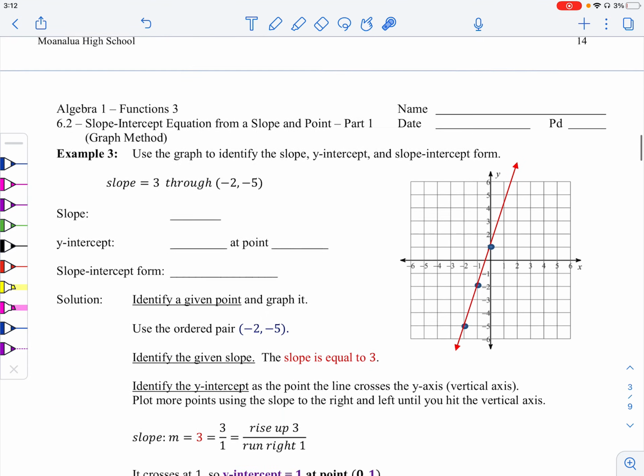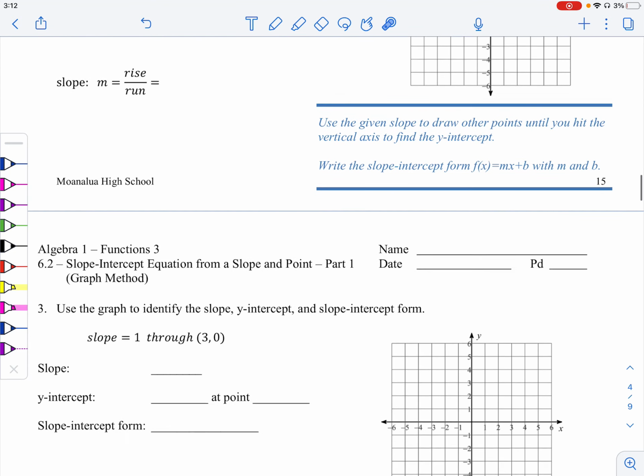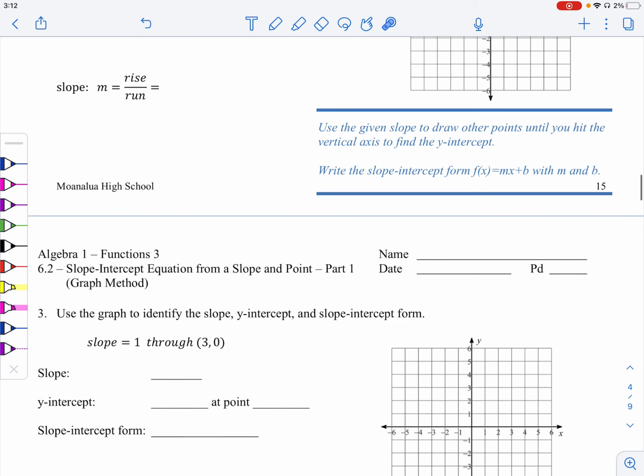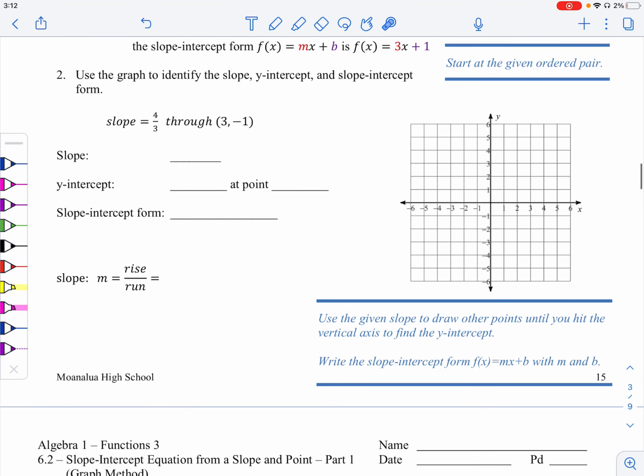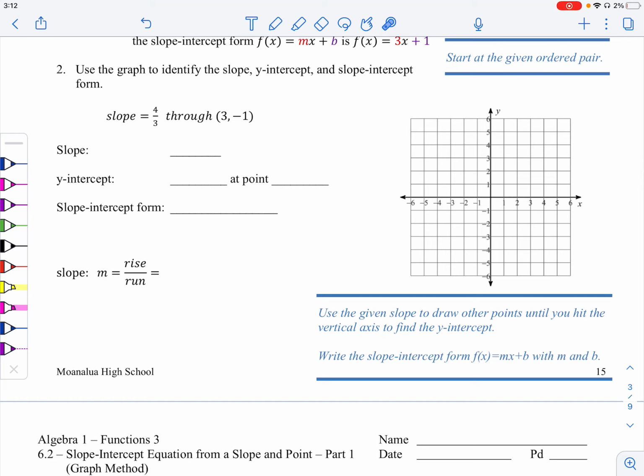Okay, let's go down here. Okay, number 2. This is page 15. So start at the given ordered pair. It's important. So this is our starting point. We start here, whatever point that's given, right? So 3, negative 1. Remember, that's x, y. So 3, negative 1. 1, 2, 3 on the x, and negative 1 on the y right there.